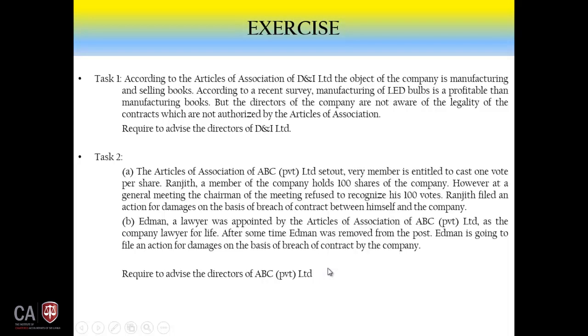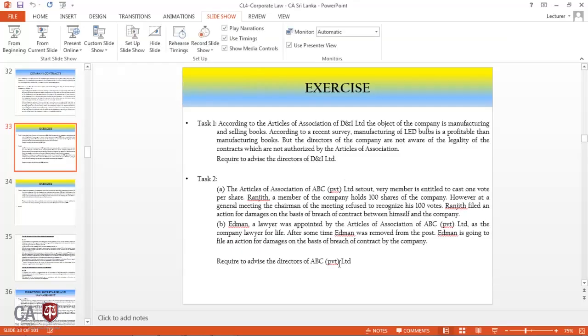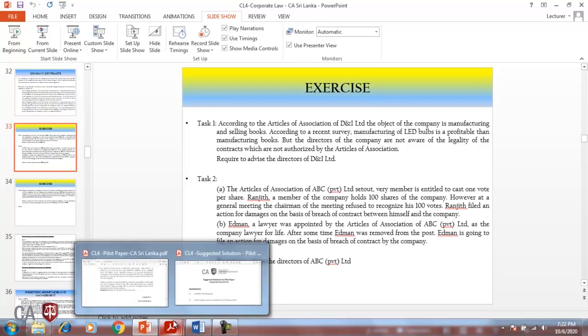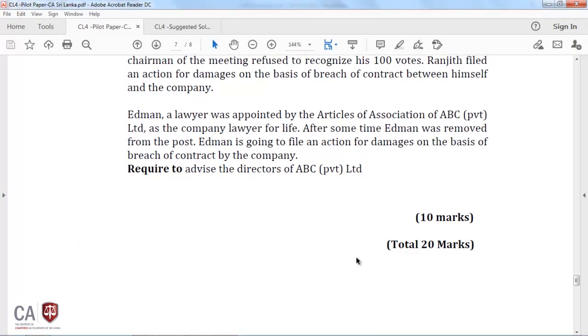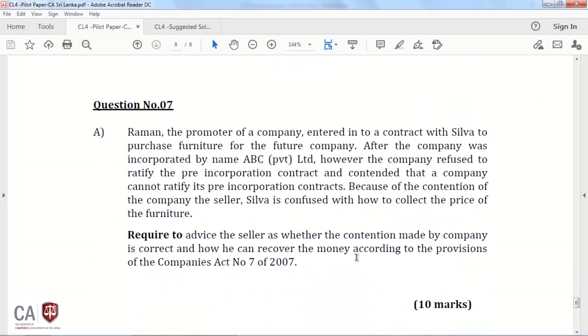So, this is how you have to explain, but you need to explain in detail if you want to get good marks, because you see that it has 10 marks altogether.